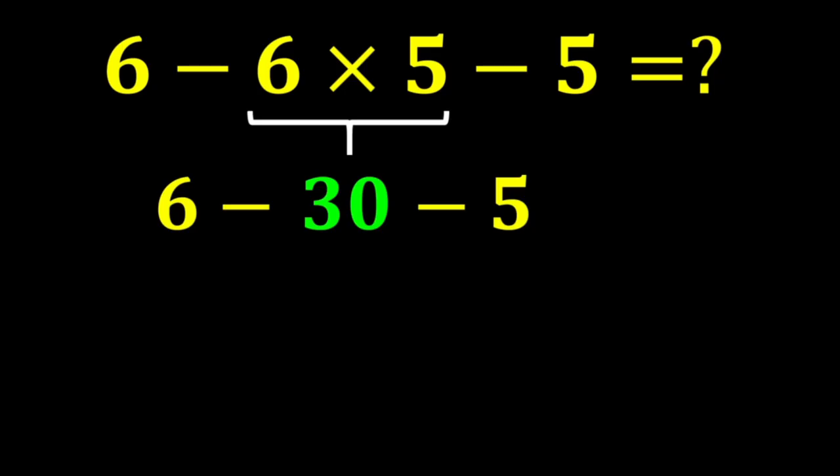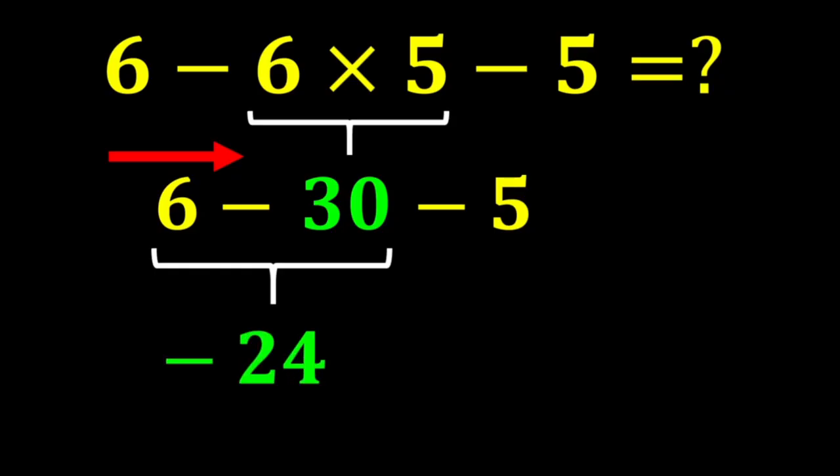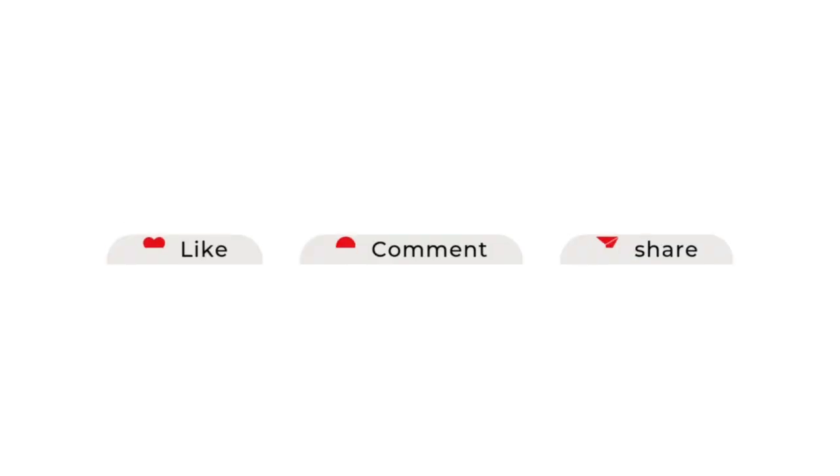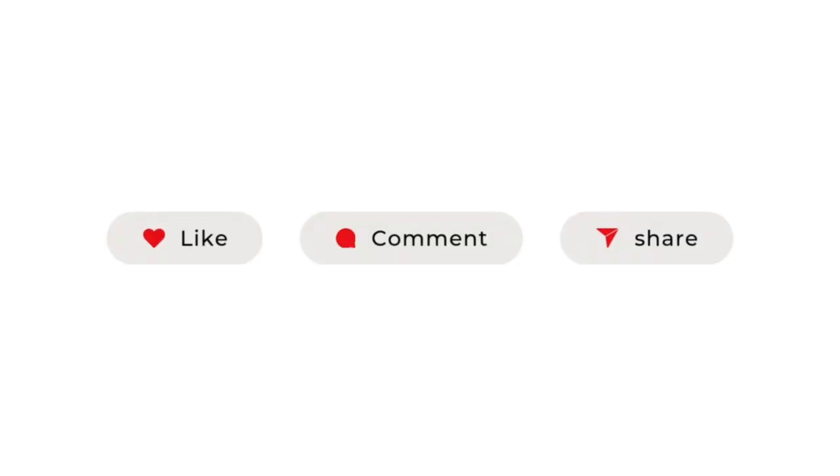Now, in this expression, there are 2 subtractions, and since according to PEMDAS subtractions have equal priority, we move from left to right and perform the subtractions in order. 6 minus 30 gives us negative 24, and finally negative 24 minus 5 gives us negative 29, which is our final answer.